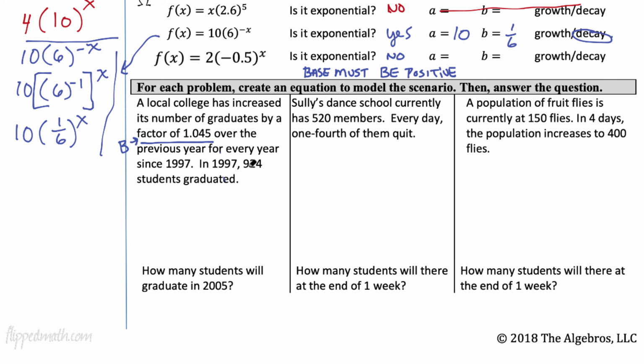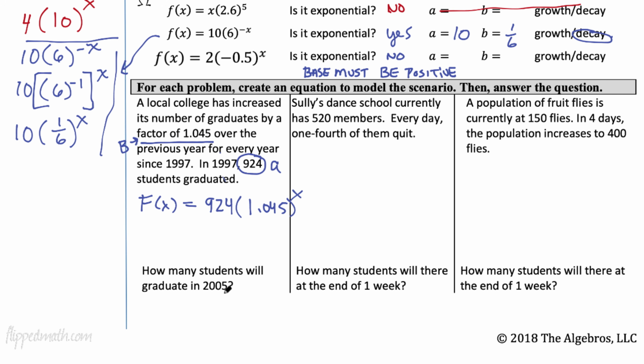In 1997, 924 students graduated. So this is the initial value. So let's write it. So f of x, we're going to use our function notation, equals, we start with our initial value, multiply it by our growth factor, and raise it to the x power. And we're done. There's the equation there.